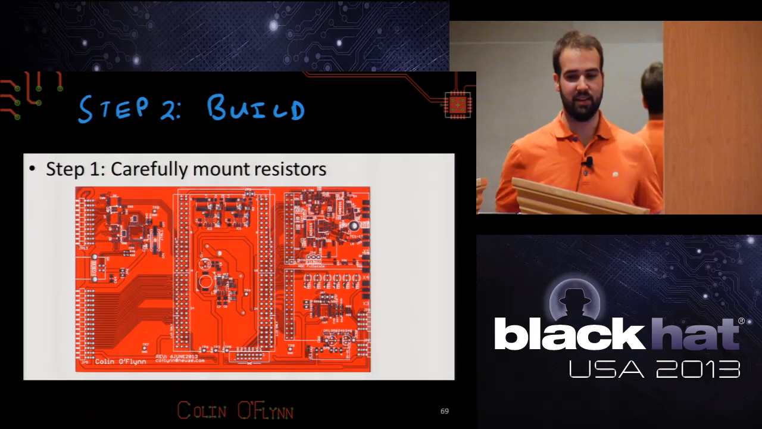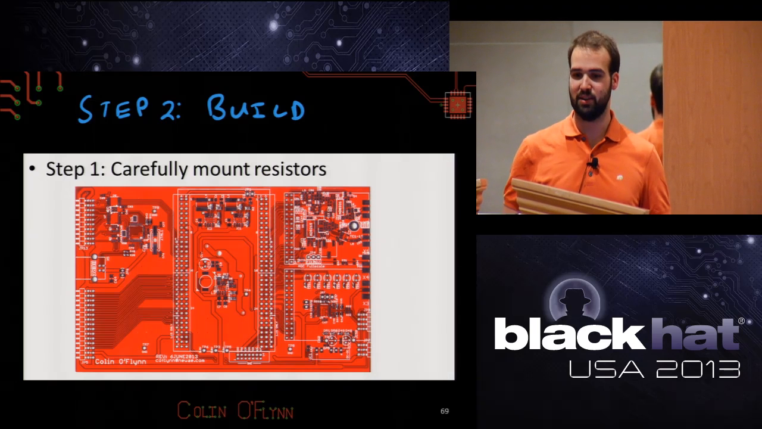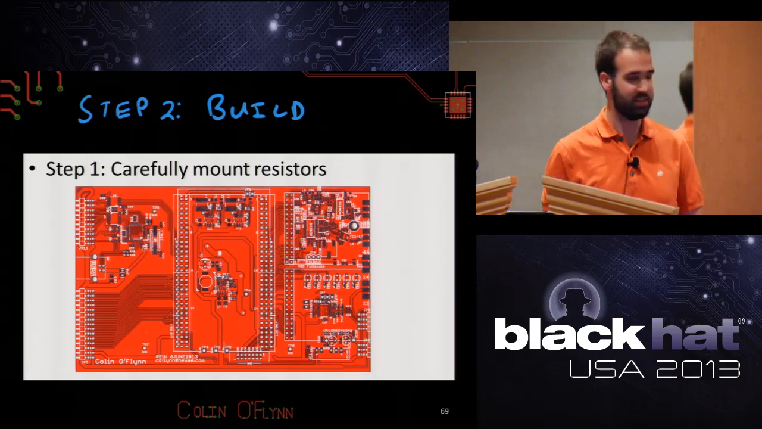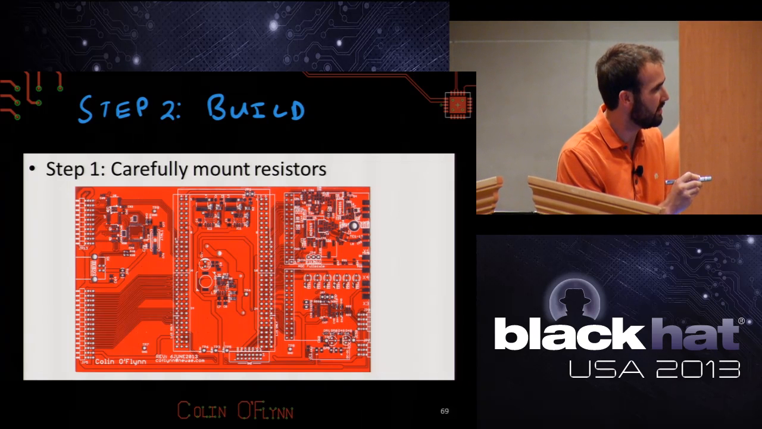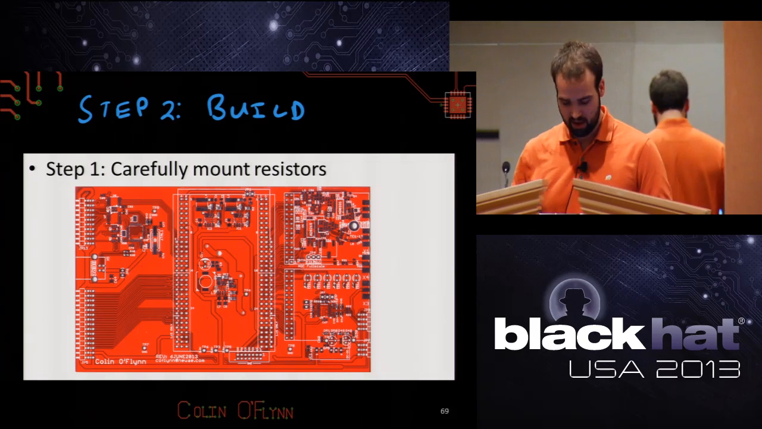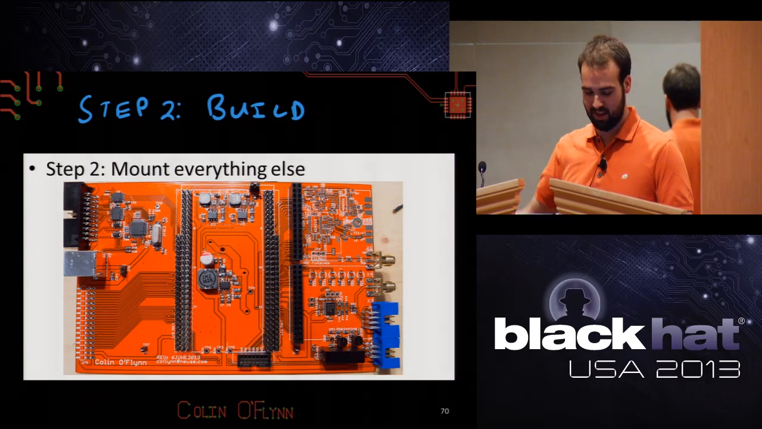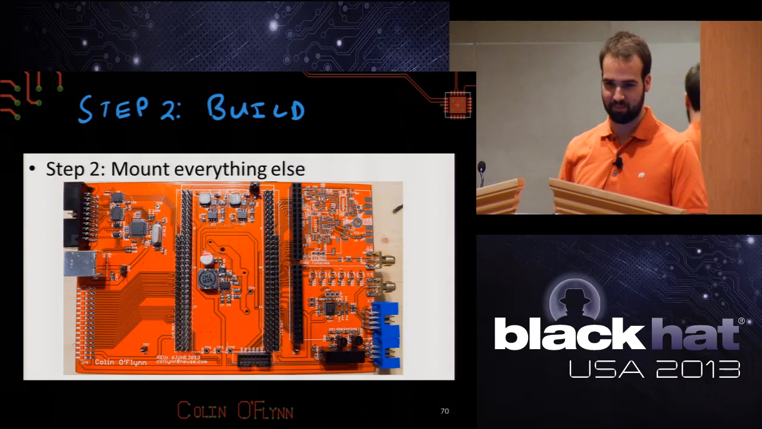Assembling them is like assembling any electronics device, basically 2 steps. First, you would carefully mount the small resistors that you might be able to barely see mounted on the board there, and then you would just build everything else down. So that is the 2 steps, and you can have your own ChipWhisperer.